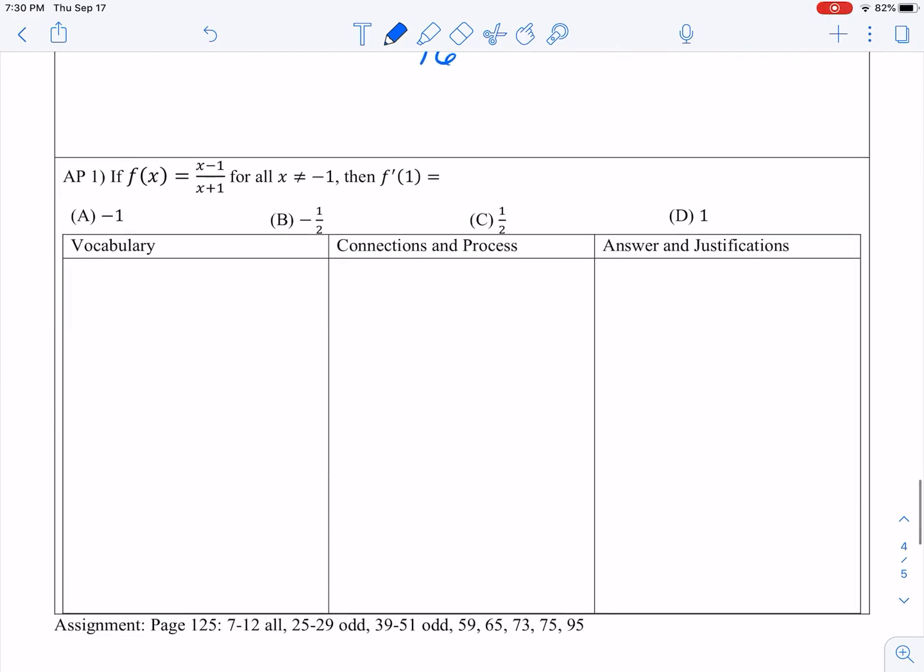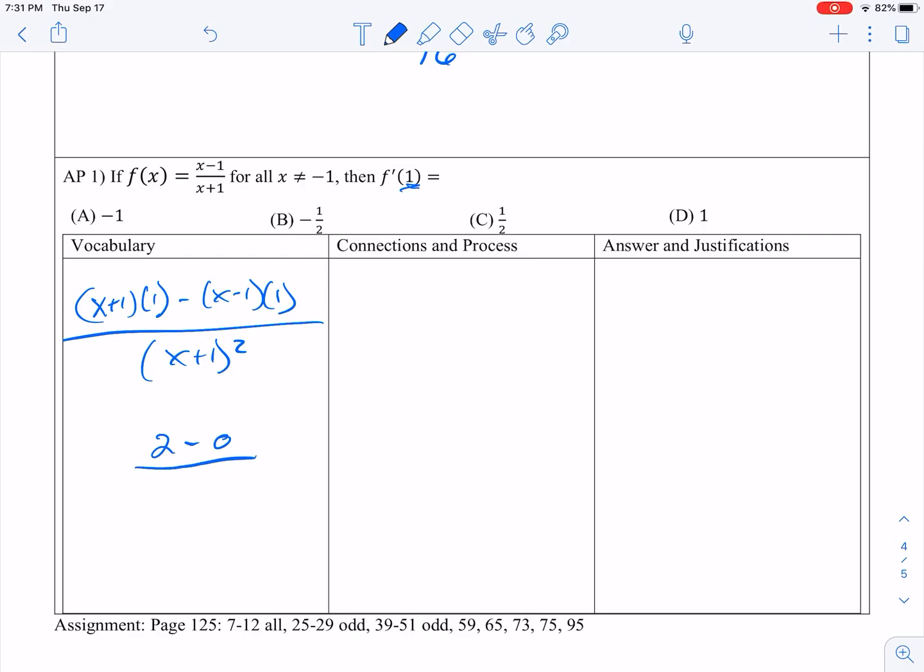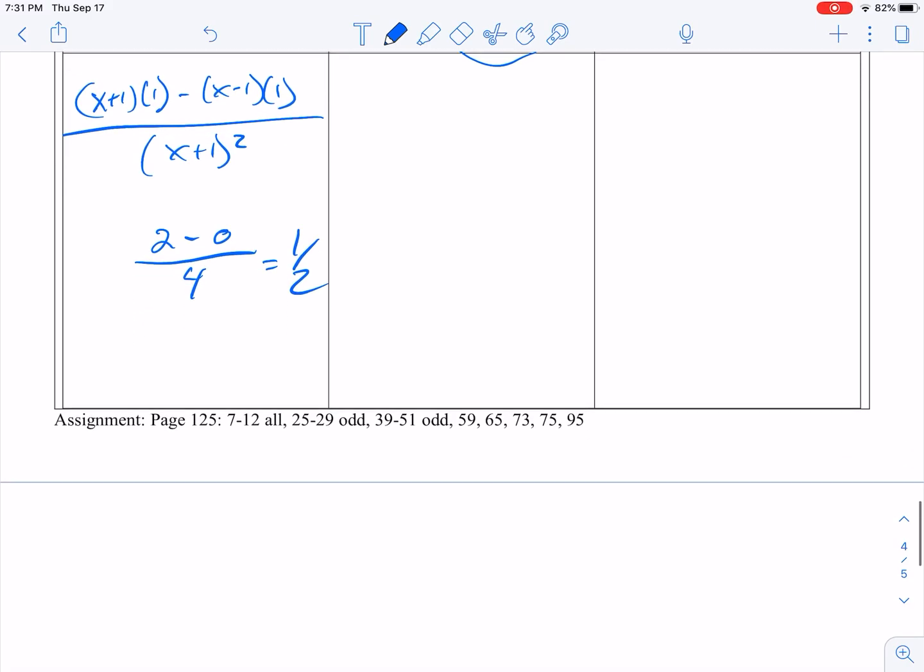Alrighty, last problem. They want you to find G prime at 1. Low, D high, minus high, D low, over low squared. And you plug in 1. So you get 2 minus 0 over 2 squared is 4. You get a half. Whoop, whoop. Okay, that's all there is for the lesson.